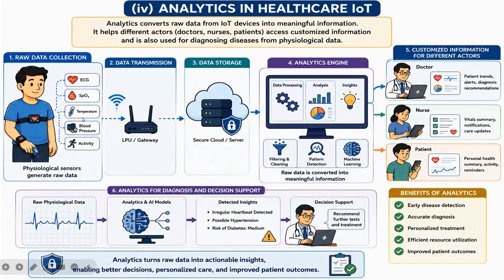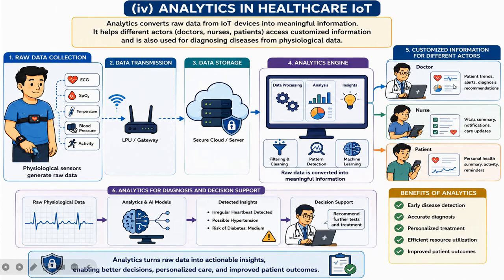So the collected data is transmitted through a local processing unit or a gateway, and then stored securely in the cloud server. Now, once stored, the information is processed by the analytics engine here, which is shown. Now, this engine performs tasks such as the data processing, then data filtering, cleaning, pattern recognition, statistical analysis, and the machine learning. And these processes help convert large amounts of raw health data into useful insights.